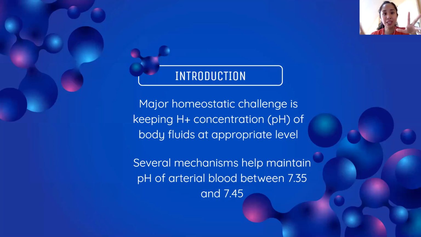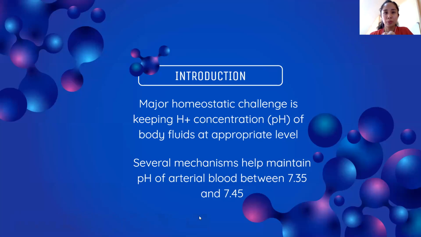So class, to achieve homeostasis in the body, your pH should be within this range, 7.35 to 7.45. So class, wag niyong kakalimutan yung range na yan, 7.35 to 7.45, ang normal na pH natin. So class, your body is hard at work to maintain that small range of pH.